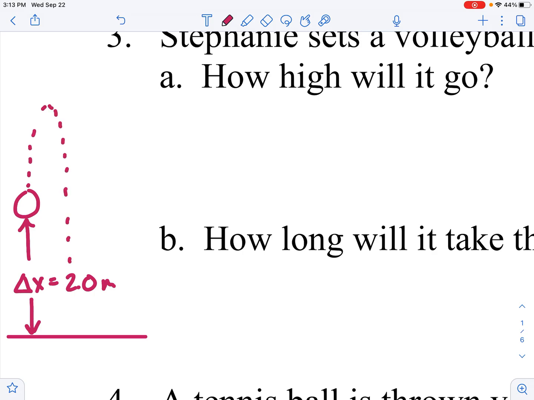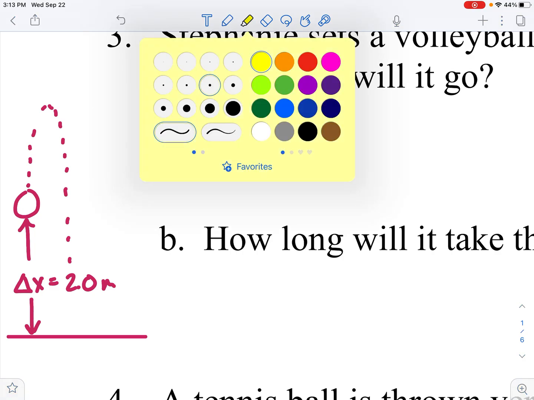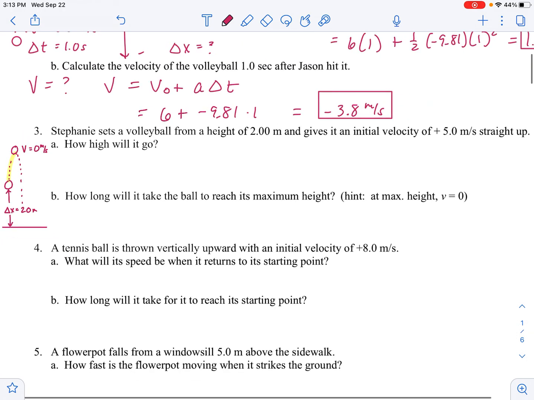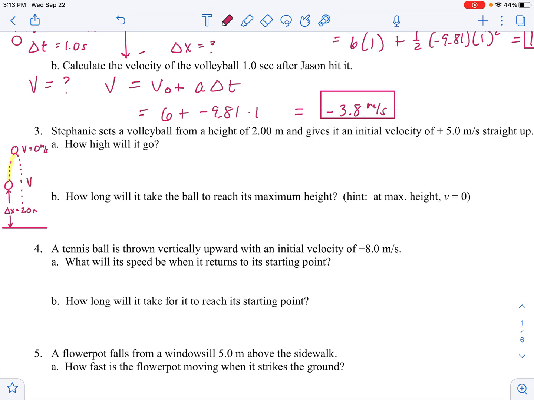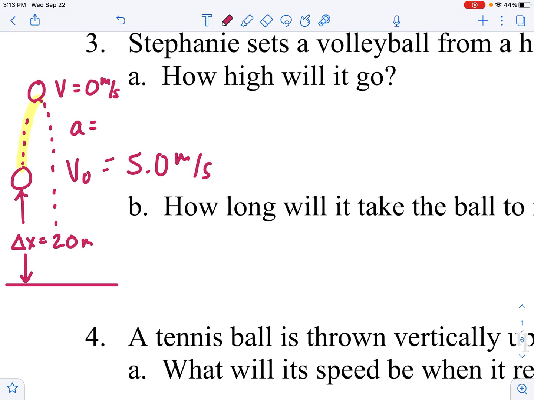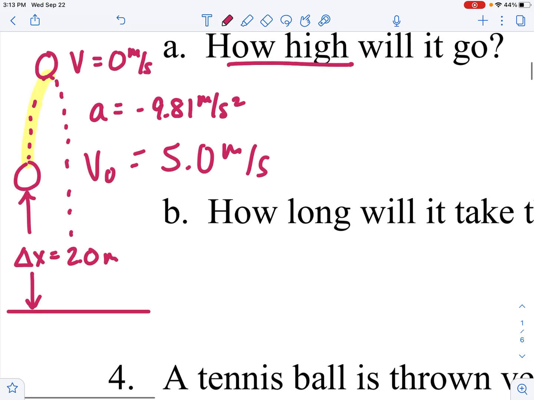Eventually it's going to come down, but for right now, what I'm interested in is this portion where the ball is just going up to the top. Now, at the top of its path, the final velocity at the very tippy top is 0 meters per second. Its initial velocity was 5 meters per second. And this thing is a projectile, so I know that the acceleration, again, is negative 9.81 meters per second squared. I want to know how high will it go.